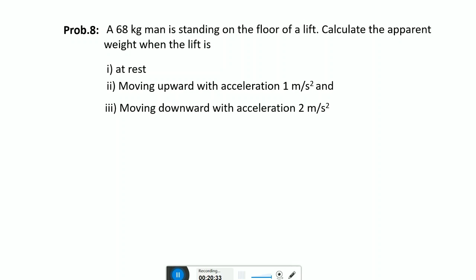First consider, we know that when man is standing on the floor of a lift, then there are three situations. First situation is lift is at rest. Second situation is lift moves upward with some acceleration. And third case is lift moves downward with acceleration. In first case, at rest means there is no acceleration, a is equal to 0. Therefore, apparent weight is equal to only mg.